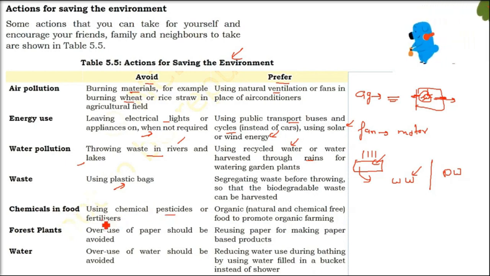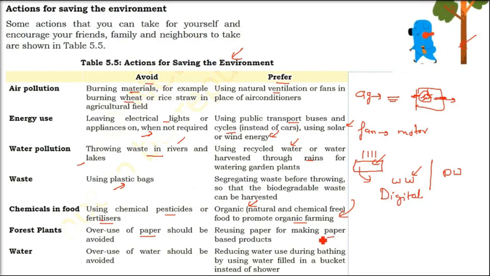Chemicals in the food: using chemical pesticides or fertilizers, don't use this. Avoid using this. You need to use organic only. Okay, everything should be organic, and anything chemical is not acceptable, should not be used. Okay. Forest plants: paper is coming from trees, so just avoid paper. Everything is digital now, right? And avoid using paper for making paper-based products.